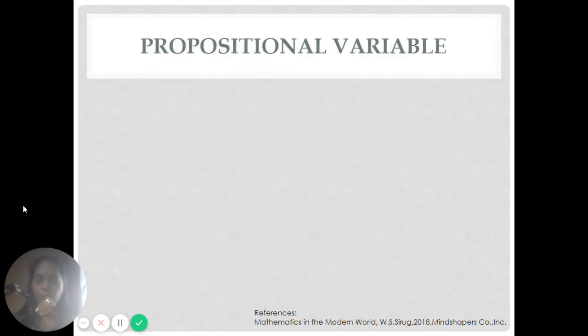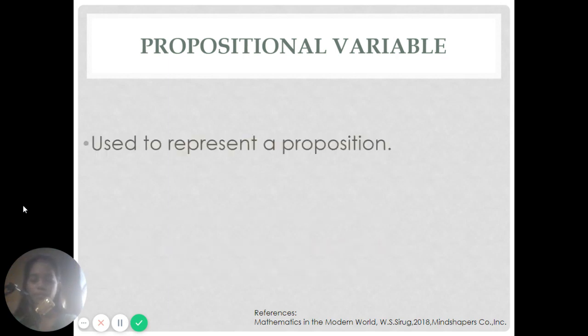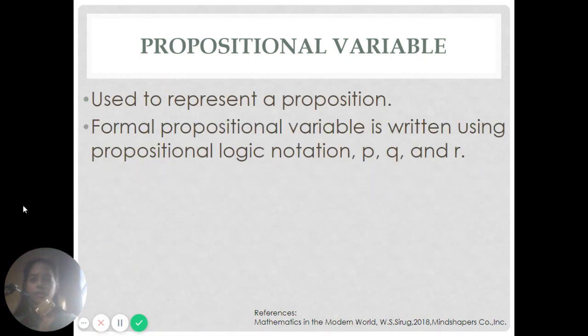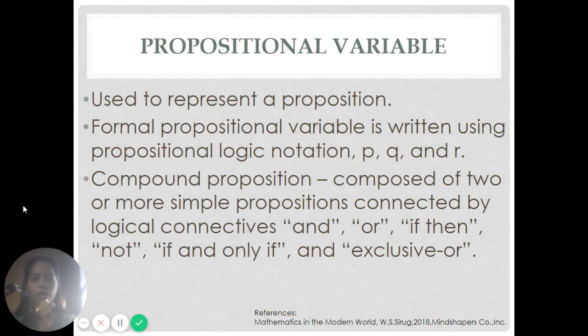Now let's talk about propositional variables. This is a variable which is used to represent a proposition. Now what are the letters that we can use for representing propositions? We can use P, Q, and R. These are the logical notations that are used to represent propositions. You can have here P, Q, and R.